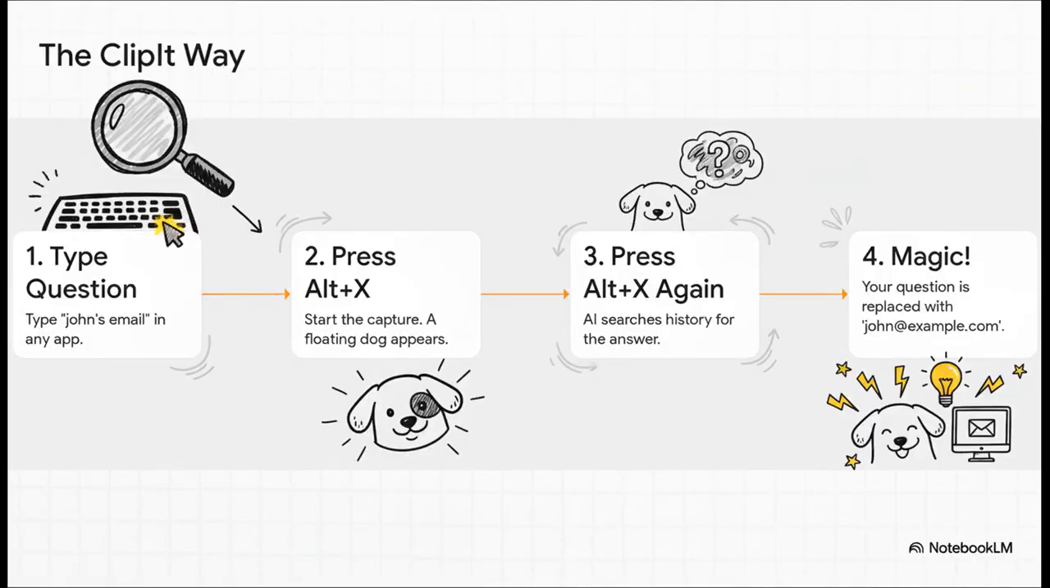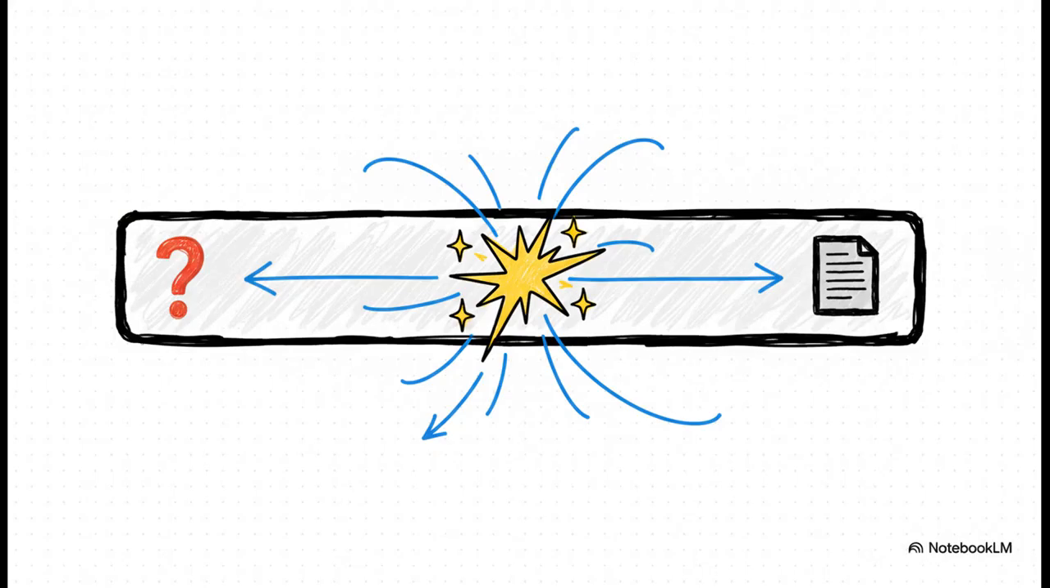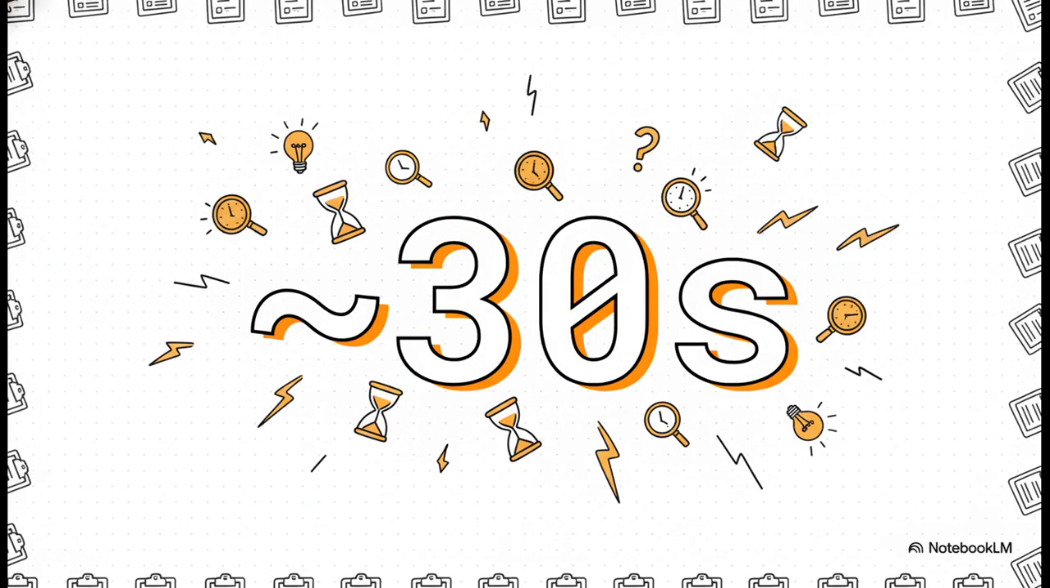You just type your question, "John's email," right where you need the answer. You hit Alt-X, and this little floating dog icon pops up to show it's listening. You hit Alt-X again, the dog thinks for a second, the AI finds the answer in its memory, and then, boom. Your question is just gone, instantly replaced by the actual email address. You didn't have to switch windows, you didn't have to search anything, you didn't have to retype. The information just appears, exactly where you wanted it. It is so slick.